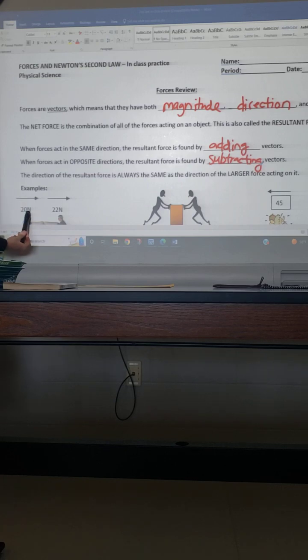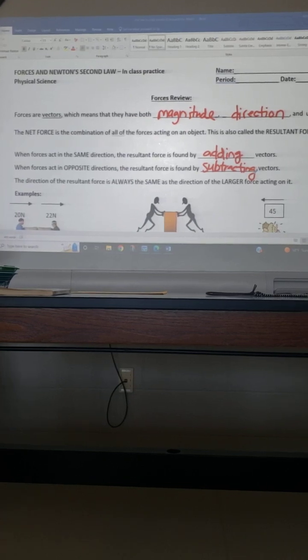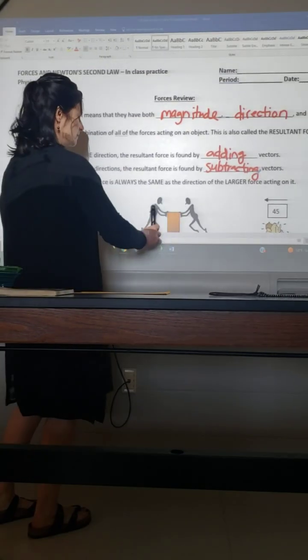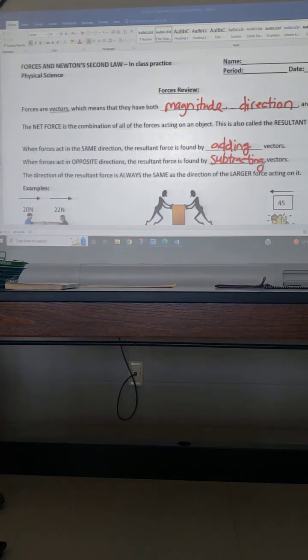So for example, 20 newtons to the right plus 22 newtons to the right, same direction, we add them to get our 42. Here they're pushing in opposite directions and it looks equal. We are looking at a net force or resultant of 0. No. No? 100 and 150.